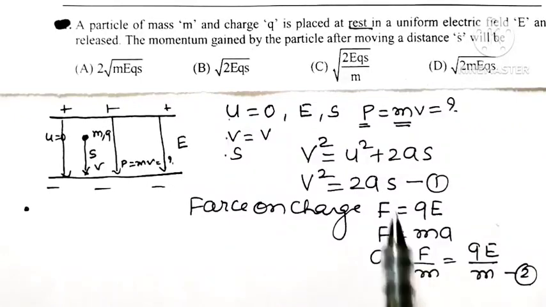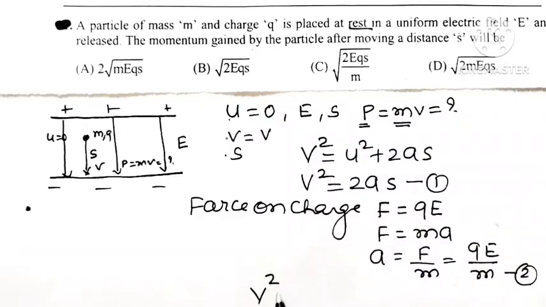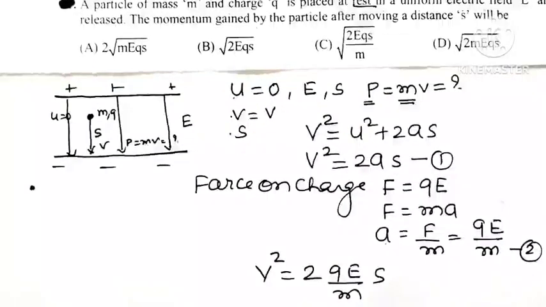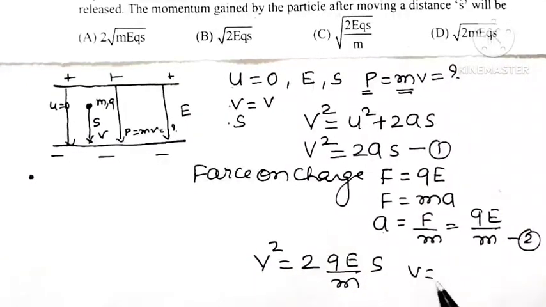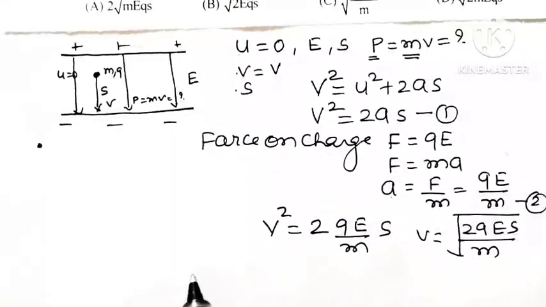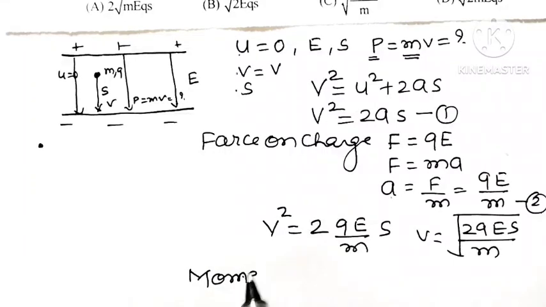By using equation 2, equation 1 becomes v square is equal to 2 into, in place of a we can write qE divided by m, into s as it is. Therefore, taking the square root on both sides, v is equal to the square root of 2qEs divided by m. But we want to find out the momentum gained by that particle.